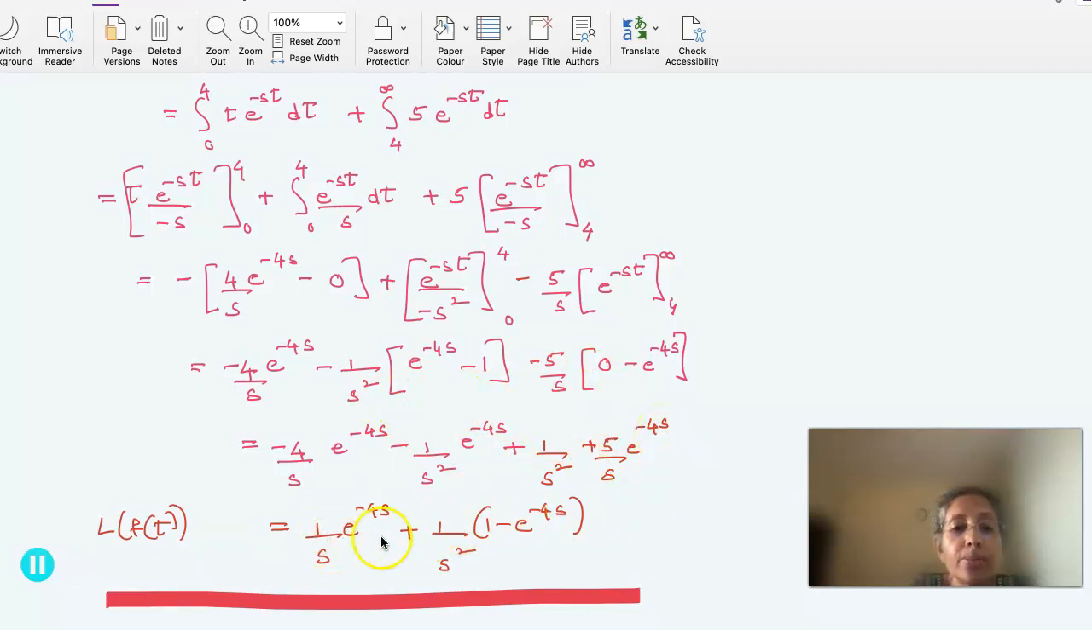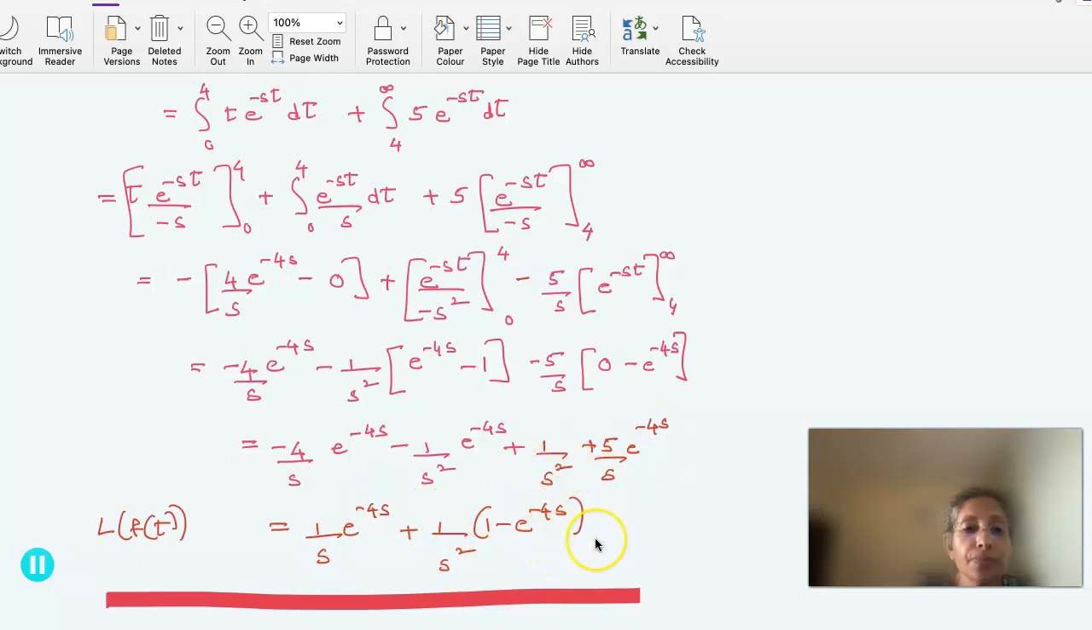So that will be 1 by s e raised to minus 4s, because you get minus 4 by s e raised to minus 4s plus 5 by s e raised to minus 4s. That is 1 by s e raised to minus 4s plus 1 by s squared times 1 minus e raised to minus 4s.